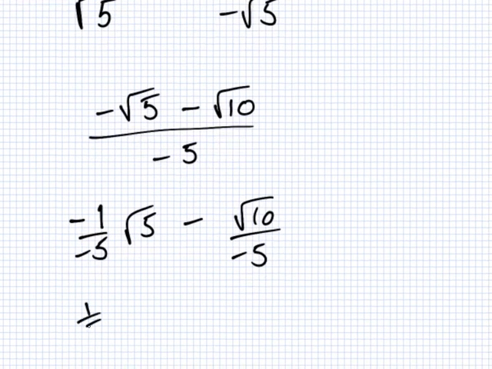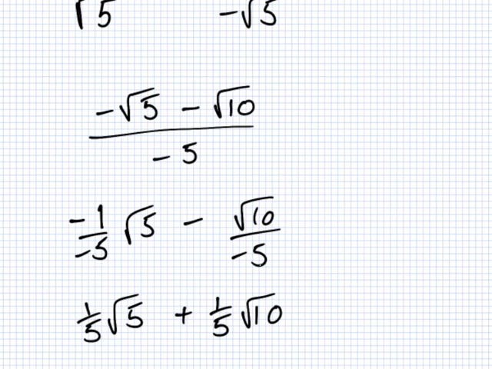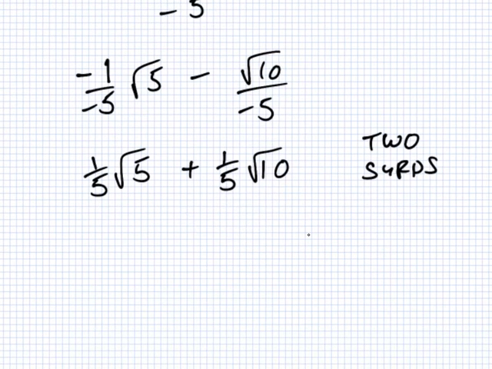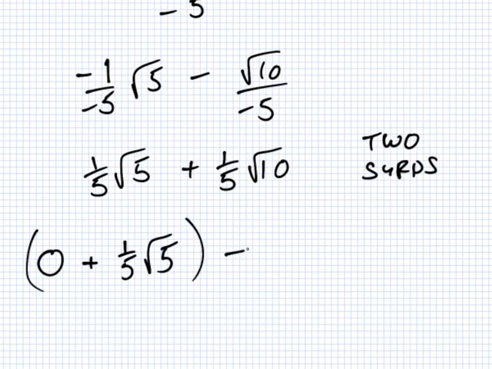So that is 1/5 root 5 plus 1/5 root 10 here. So really, I have 2 surds here at the end, because I have 2 roots. So if you want your answers almost like this, 0 plus 1/5 root 5 plus 0 plus 1/5 root 10. It's like I have 2 at the end.